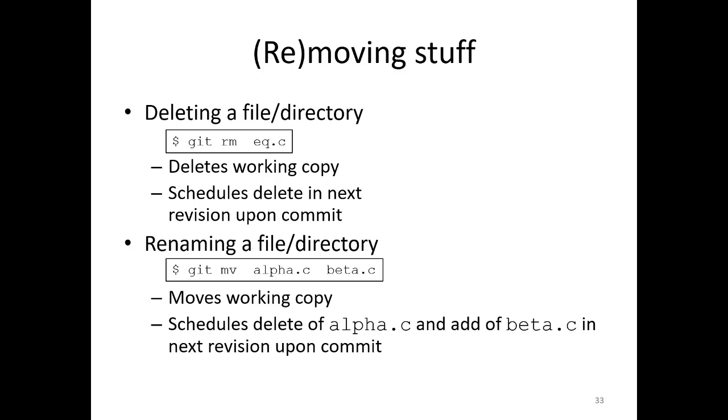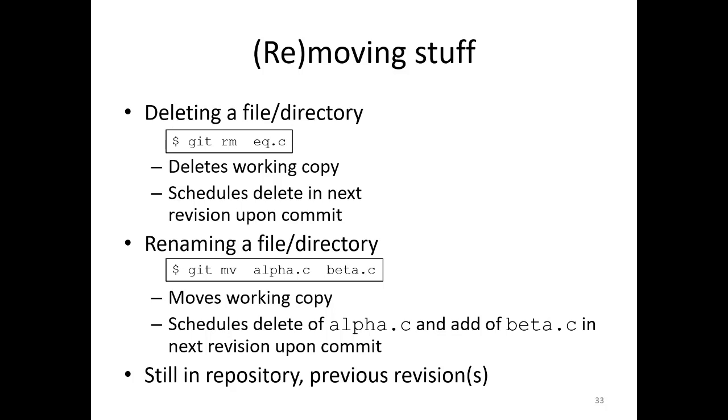Renaming a file is similar. There's a git move command, and this will rename alpha.c into beta.c. It does a move in the working copy, and it also schedules a delete of alpha and an add of beta for the next revision, for the next commit.